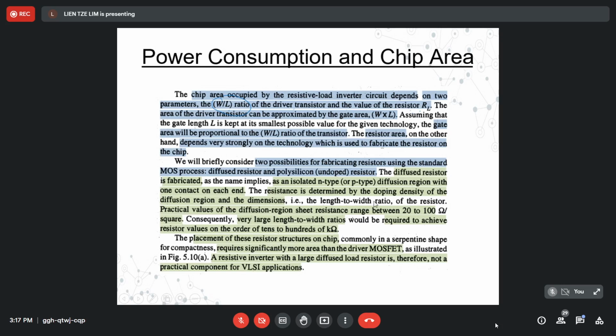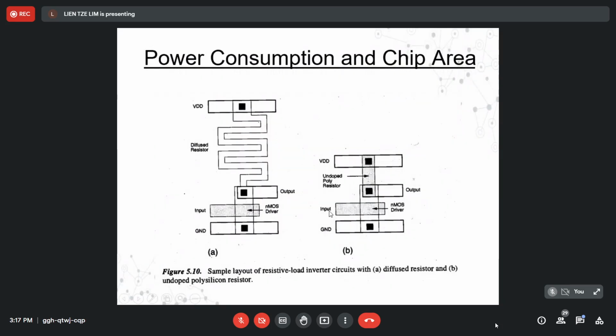There is a diagram here which shows the diffused resistor. This is the layout design of a diffused resistor as a load in a resistive load inverter.